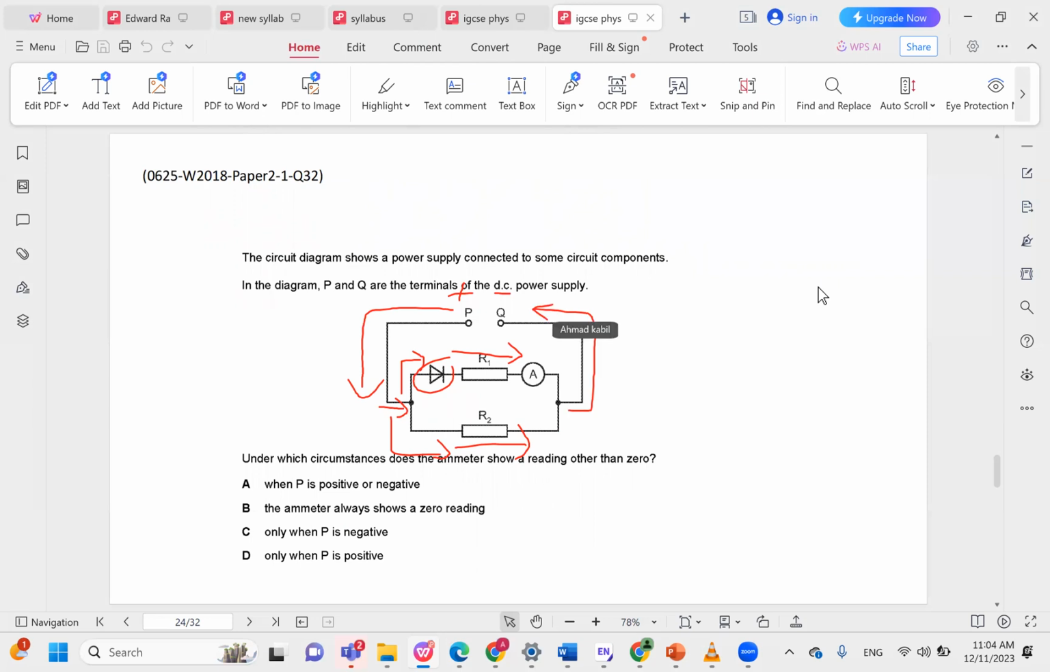So for the case where P is positive and Q is negative, the ammeter shows a non-zero reading. There is actual current in the circuit. Let's try the other way around. Let's try Q positive and P negative. So in this case, the conventional current would flow in this direction and then through here. And then it could flow in this direction, but if it tries to flow through here, it is blocked by the diode. So it does not flow in this branch. So the ammeter would show 0 reading.